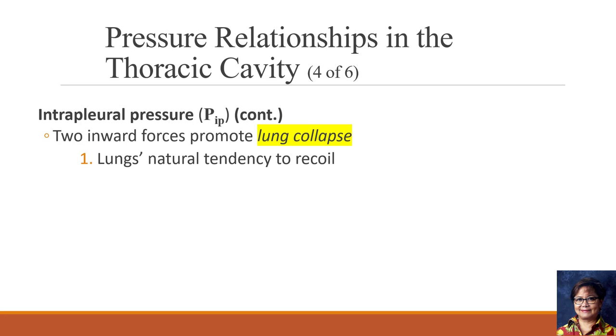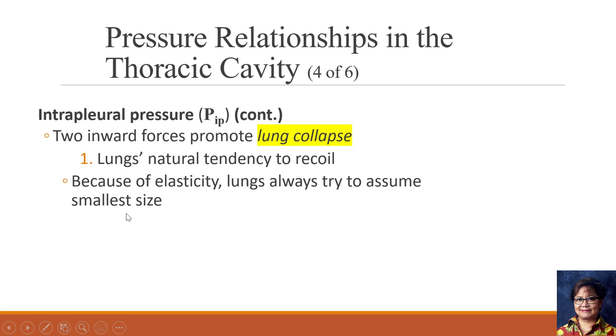Inside the alveoli, the alveolar walls are lined with water, and the water has surface tension. Those little water molecules are clinging onto each other and pulling onto each other. That's what you call surface tension, and it is inviting the collapse of the alveoli. So that is the reason why the lungs have a natural tendency to recoil.